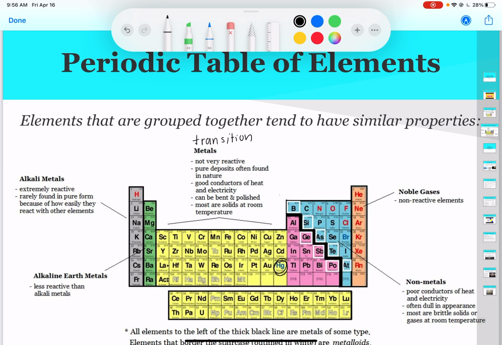Non-metals are in that blue area. They're poor conductors of heat and electricity. They're dull, brittle, normally gases at room temperature. And then noble gases are the very last column there.